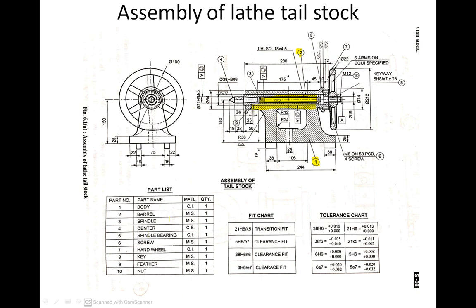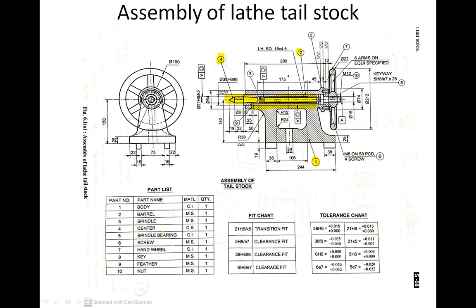Next is the center. So in the spindle, the center will mount into the spindle, that is part number 4. So this center is called as dead center because it is stationary. It will not rotate. It will only support the job.